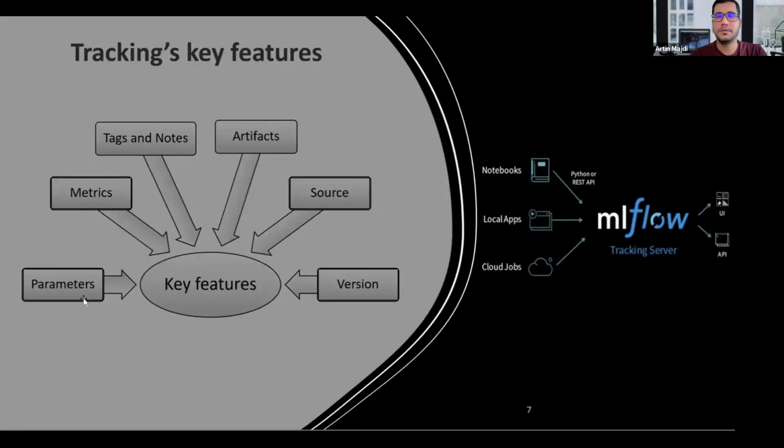For the tracking, I'm skipping through this. I already explained that. You can save your artifacts, meaning models. You can save metrics, accuracy, AUC, parameters, and you can add tags. What was the source? For example, the GitHub or local, and then you can also version it.